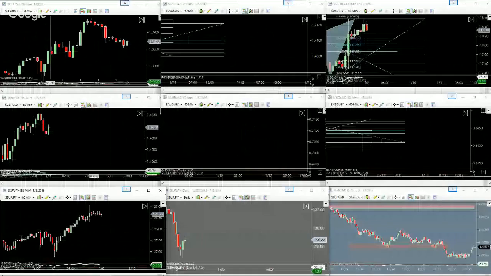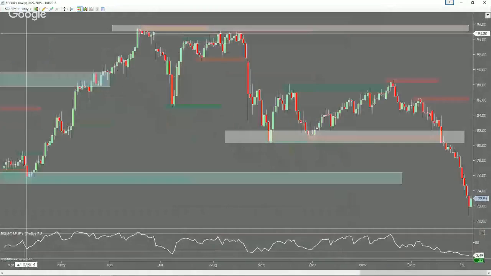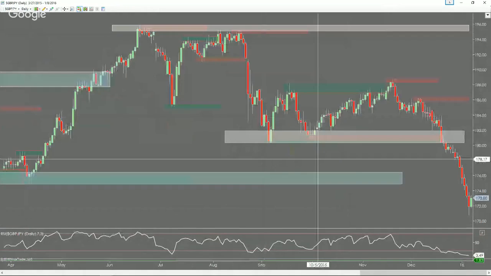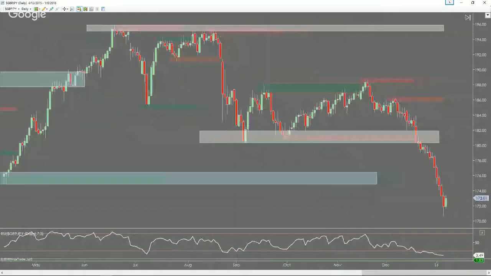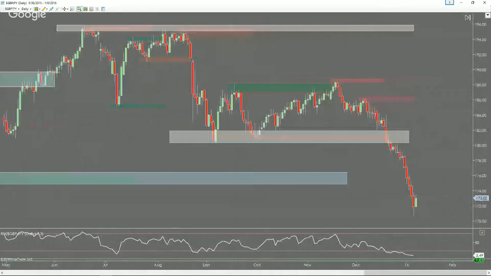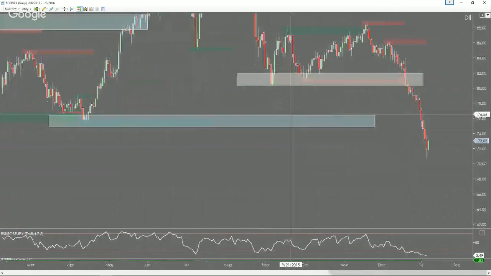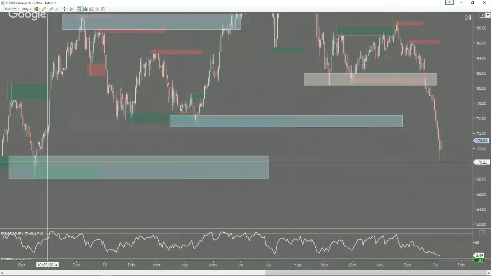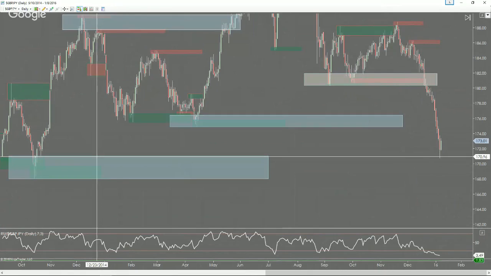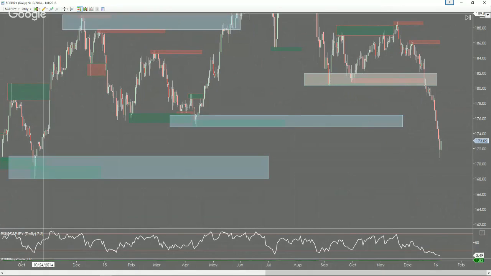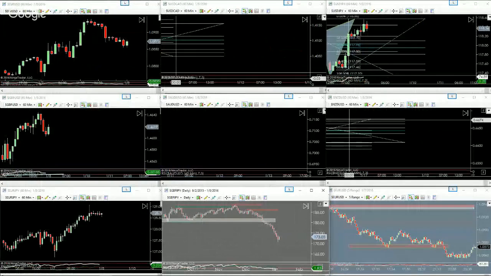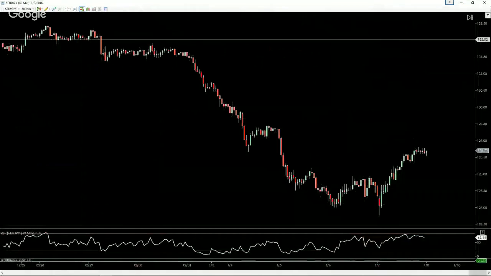Let's go ahead to Pound Yen. Pound Yen, we are on a bearish trend. It did violate this previous support level, and it had violated this previous support level also, and it is heading back down to this next support zone. It's not quite there yet, but that's where it's heading, or it's looking like it's heading.